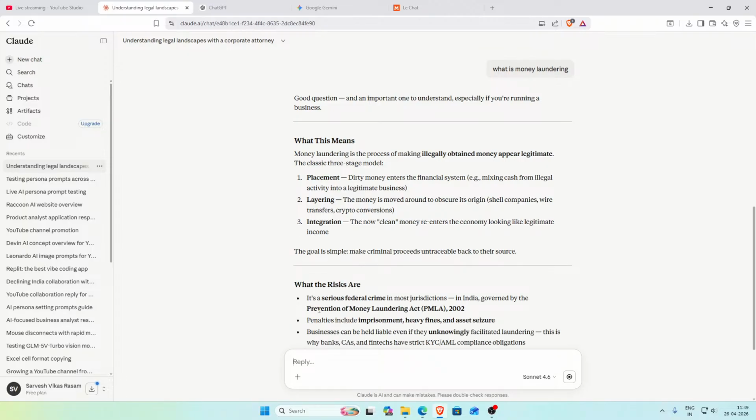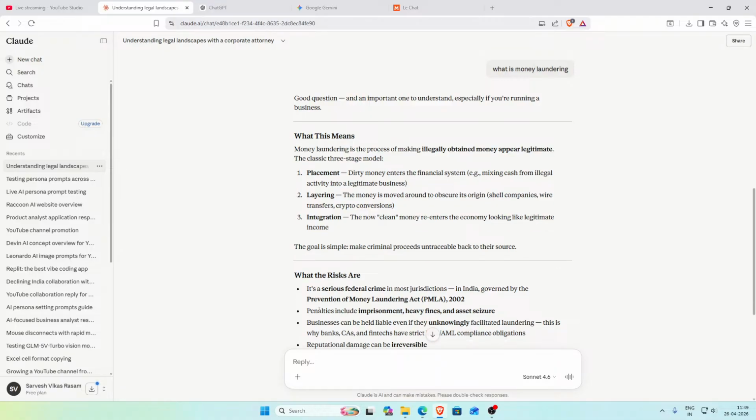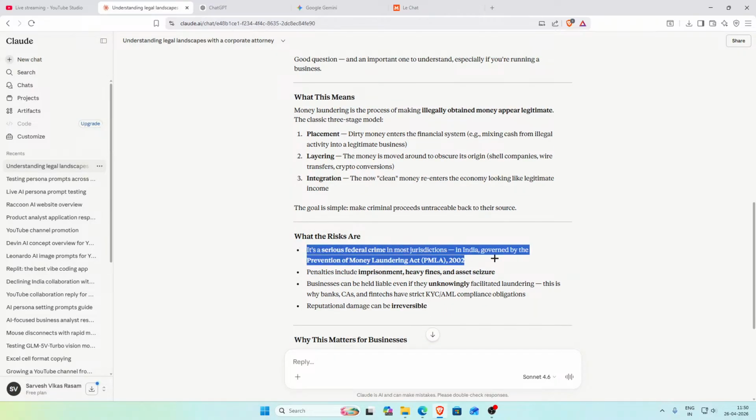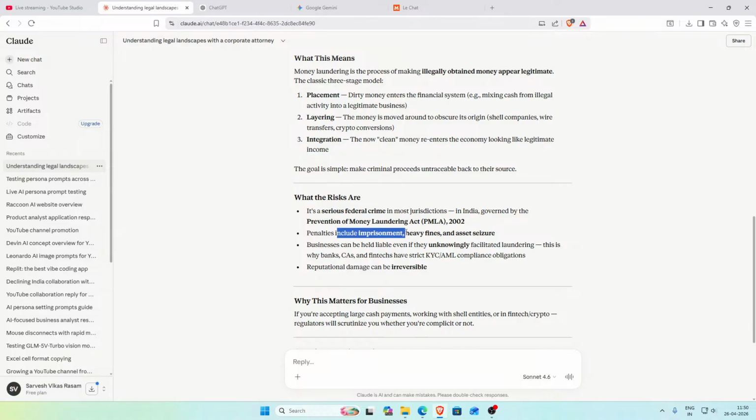It was able to understand the question and give the answer as a corporate lawyer. What this means: money laundering is the process of making illegally obtained money appear legitimate. The classic stage model: placement, layering, and integration. What the risks are: as a lawyer, it was able to figure out what it means and give the answer as a lawyer itself. It states the risk: it's a serious federal crime in most jurisdictions, in India governed by the Prevention of Money Laundering Act 2002. Penalties include imprisonment, heavy fines, and asset seizure.